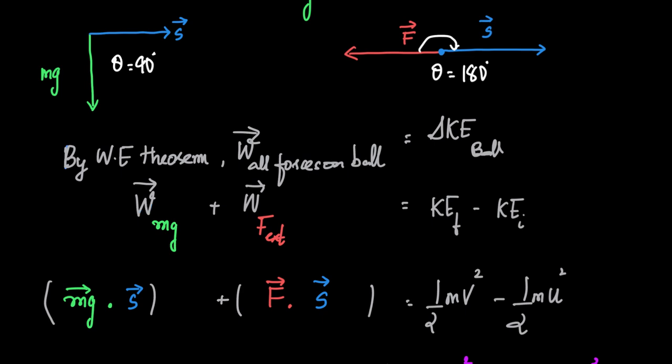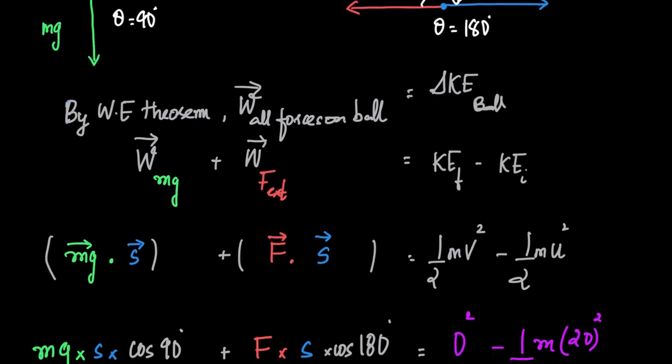What is work done by mg? Work done by any force is force dot displacement, right? Work done by any force is force dot displacement, the dot product of that force and the displacement. What is the force here? Weight vector mg dot displacement vector s. Similarly, work done by the F external here is vector F dot vector S.